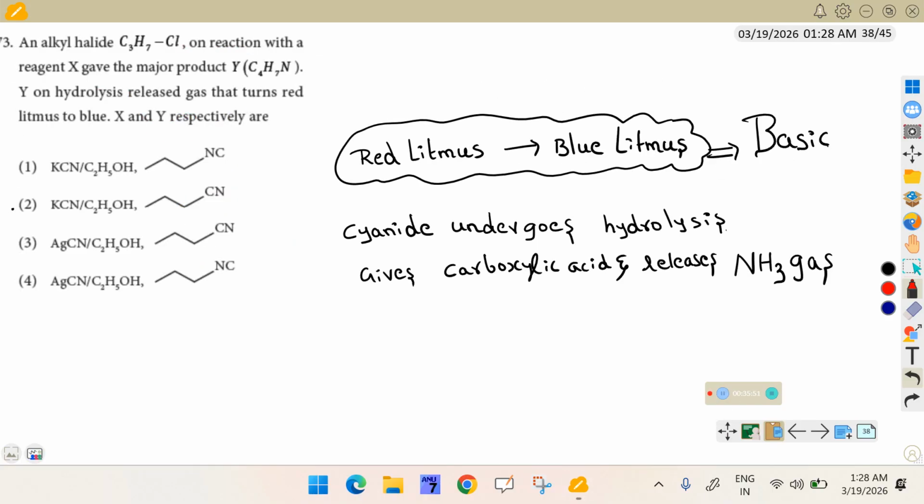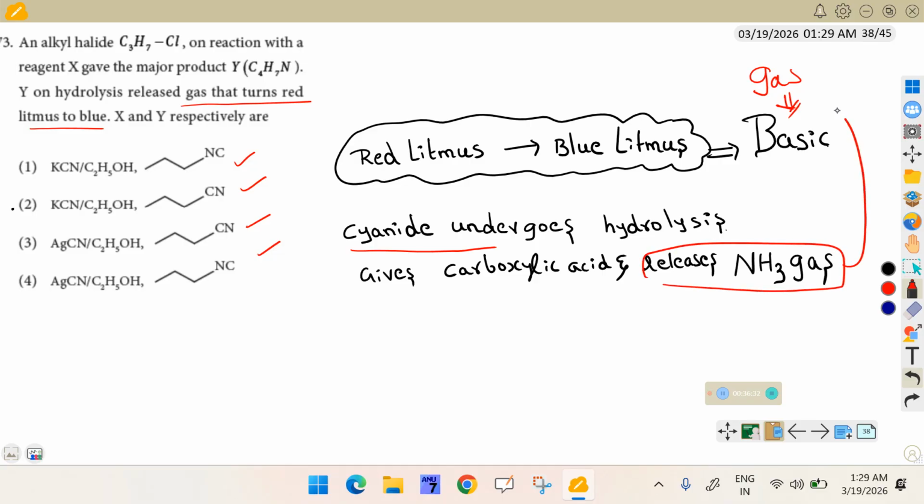An alkyl halide C3H7Cl on reaction with a reagent X gave the major product Y, which on hydrolysis released a gas that turns red litmus to blue. So the gas is basic in nature. After that, cyanide is present. We know that cyanides undergo hydrolysis to give carboxylic acid and release ammonia gas. Ammonia gas is basic in nature.